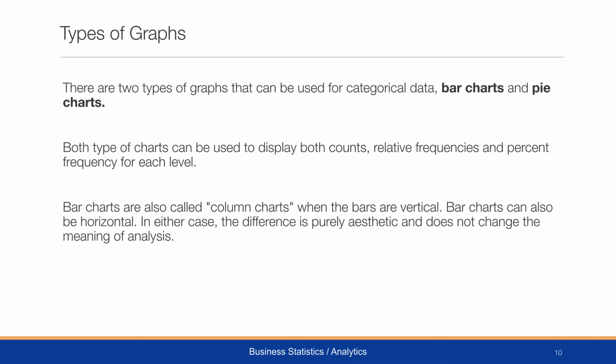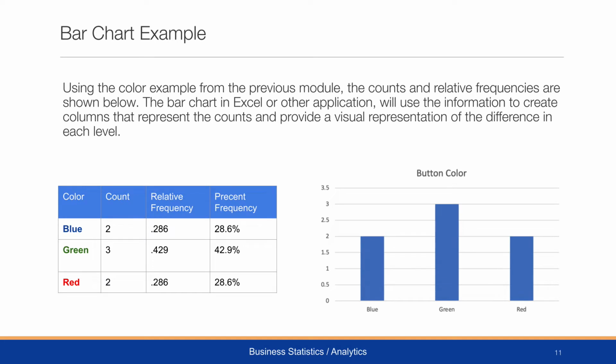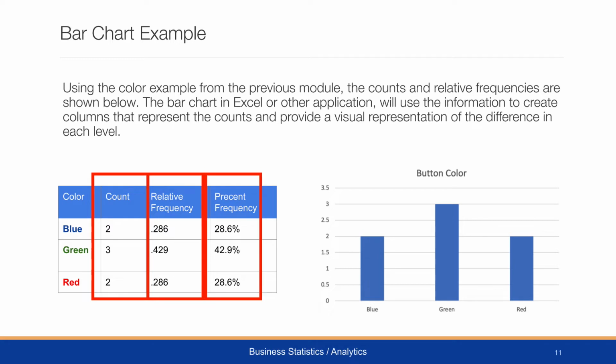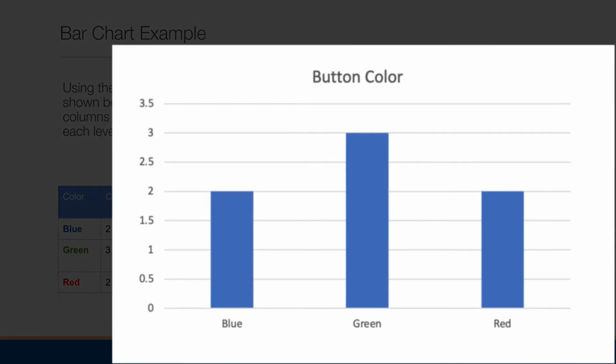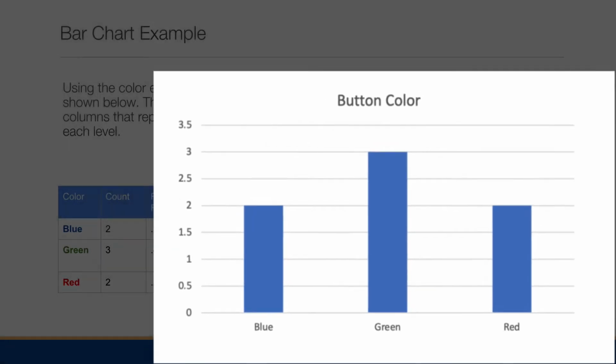of the analysis. Here on this slide, we're going to use the exact same sample that we had before. You can see we have our counts, our relative frequency, and our percent frequency. We're going to use the bar chart in Excel or in any other application, and we'll use the information to create the columns represented. And you can see here, when we create the bar chart, it will look like this, where blue goes to 2, green goes to 3, and red goes to 2.